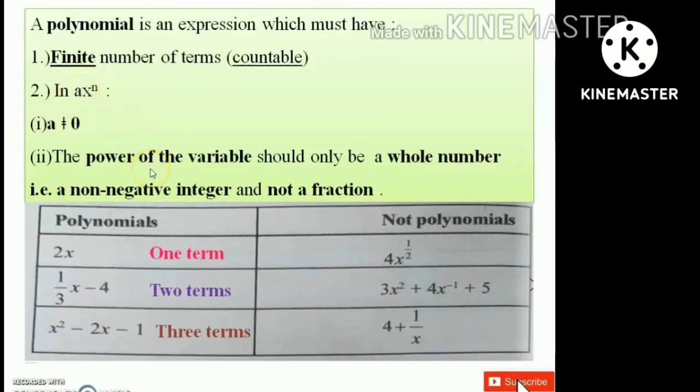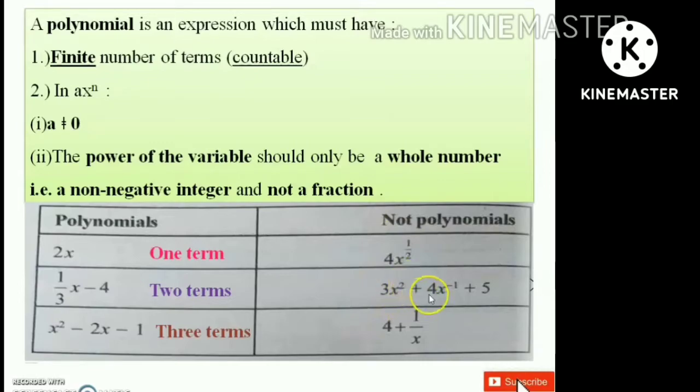And one important point in a polynomial is that the power of the variable should only be a whole number. That is, the power should be only positive numbers and should not be a fraction. For example, why are these not polynomials? Because of 4x power 1 by 2. Power 1 by 2 is a fraction, so it is not a polynomial.